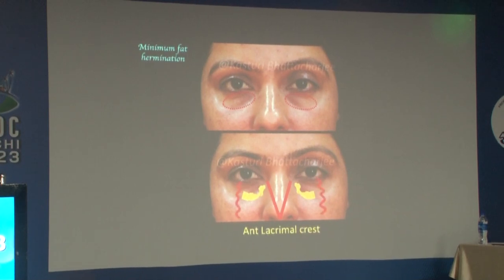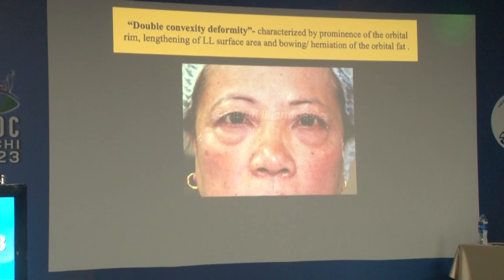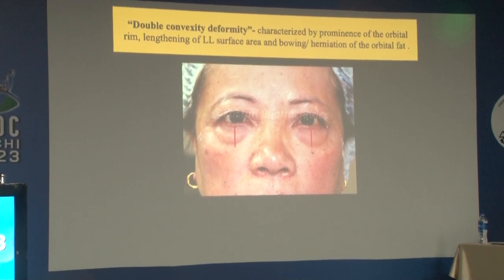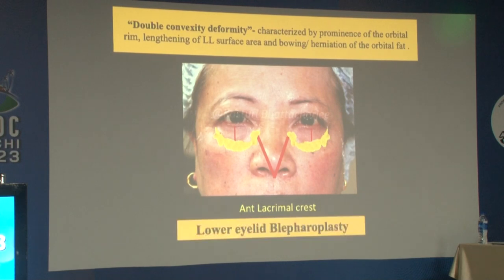So I'll be sharing some of the patients out here. But if you have a very prominent orbital fat, when you have a very big orbital fat and this plane is much anterior, like it's so prominent, that is anterior to the plane of the anterior lacrimal crest, these are the situations where the filler will not work. You need to go for the surgery.